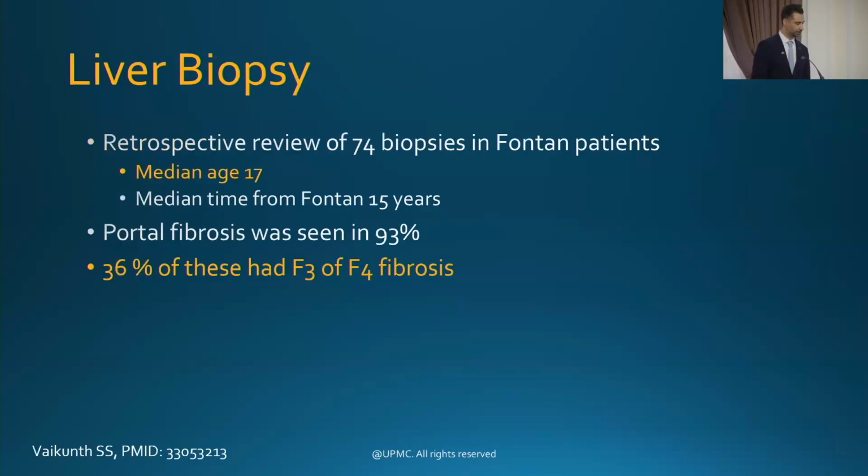So this study is the basis of what we quote when it comes to advanced disease in Fontan patients. 74 patients undergoing biopsies, median age was only 17. Over 1/3 of patients had bridging fibrosis defined as F3 or full-blown cirrhosis.